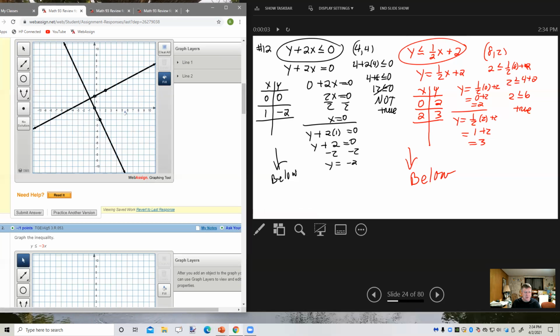This first one, 0, 0, 1, negative 2 was this one, and it was below it. So that would be here or here. Okay, or here and here for the first one. Then the second one, which was this line, it was also below that. So that would be here and here. So they would intersect down there. Let's go ahead and pick a point from there and check it. Let's see, how about negative 2, negative 2?